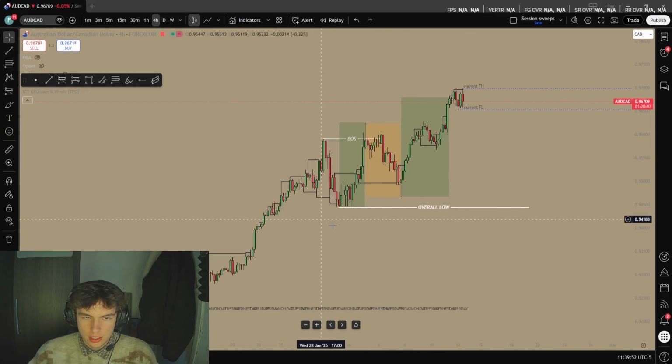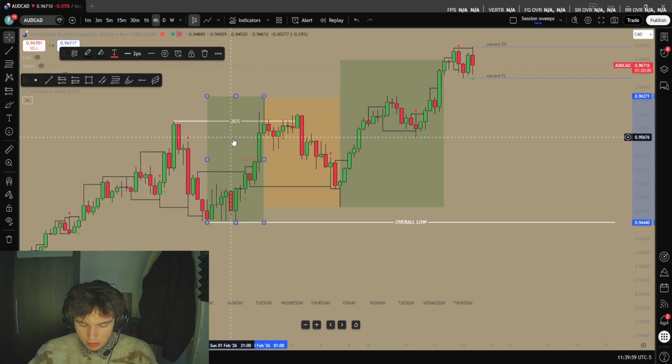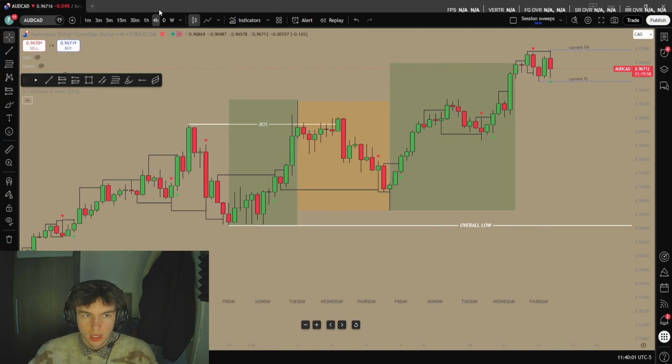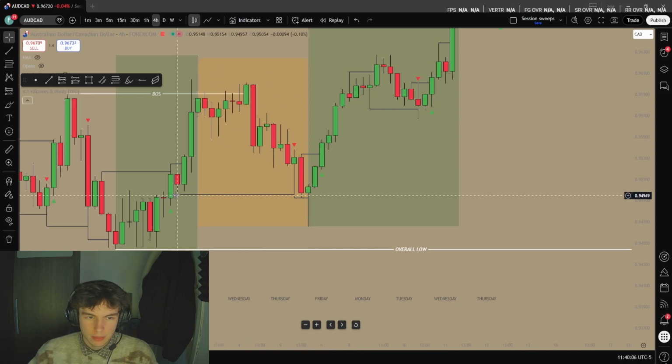I mark out these points. Okay, you can see we broke structure here and we had a retracement. So I'm going to mark out the impulse that created that break of structure, with the green box. On the 4-hour, I'm going to see where's liquidity. You can see a bearish candle here, a bearish candle here. So what do we see?